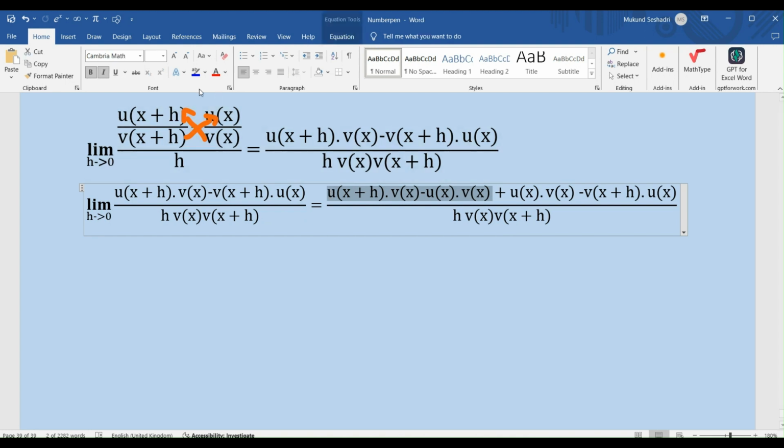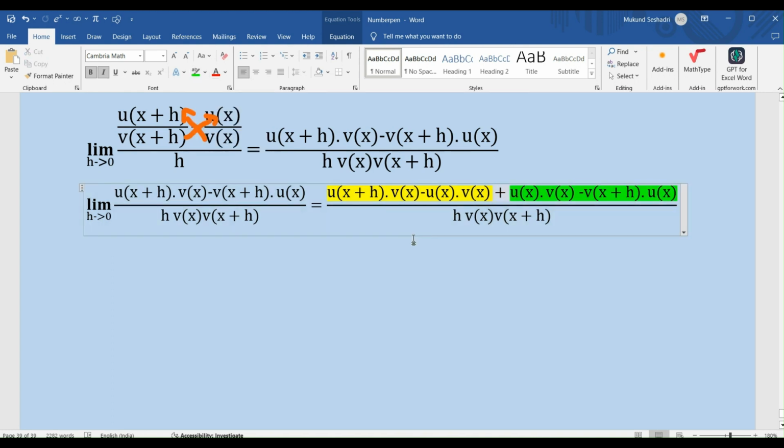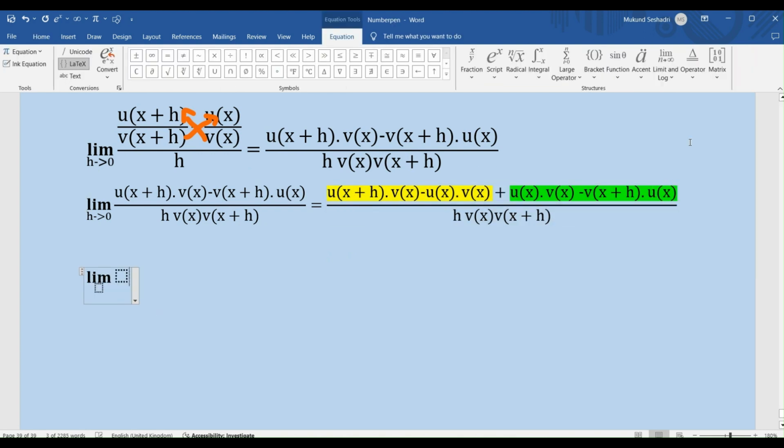And you know what I'm going to do next? I'm going to combine these two terms, and I'm going to combine these two terms because I do see a common factor, and let me highlight it in green. So on the yellow portion, I have my v of x as a common factor, right? So I'm going to write that out, and let us move to the next line.